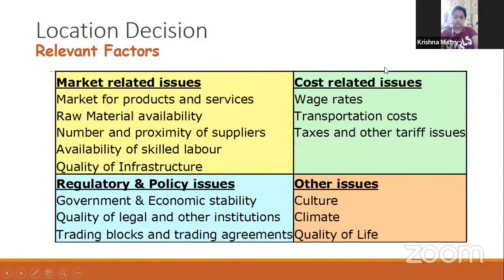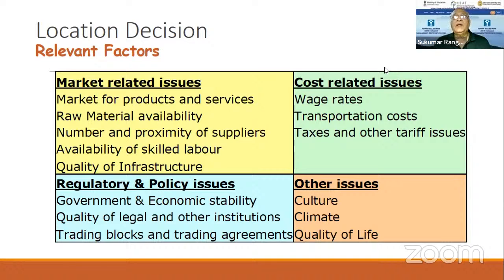Now, location decisions also. The factors are market-related issues, cost-related issues, regulatory and policy issues, and other issues. Market-related issues are about the market, because anybody producing something would also like to have a good domestic market for that particular product or service.